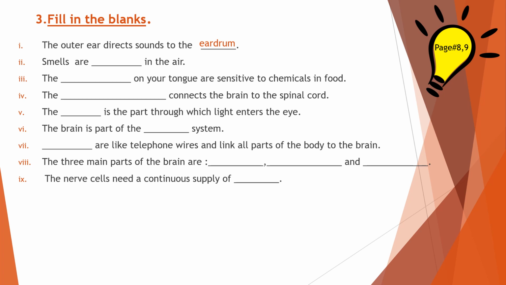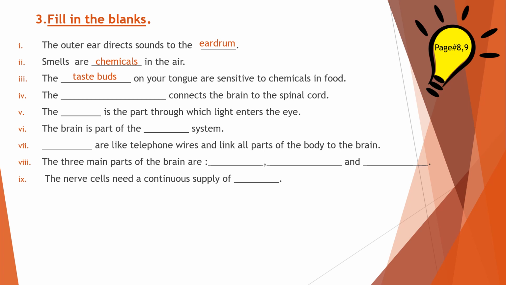Second blank is smells are dash in the air. So smells are chemicals in the air. The dash on your tongue are sensitive to chemicals in food. What do you have on your tongue? We have taste buds.